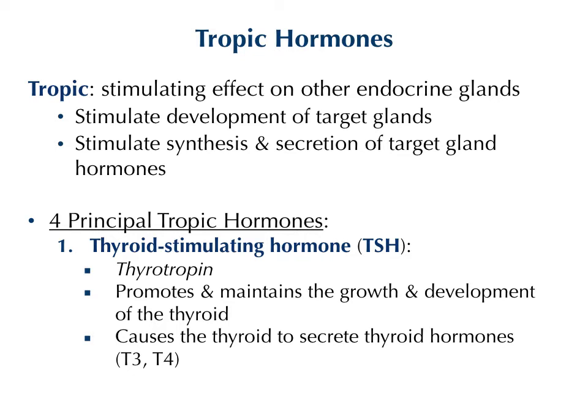TSH is a glycoprotein hormone produced by the thyrotrope cells in the anterior pituitary gland, which regulates the endocrine function of the thyroid gland. The hypothalamus in the base of the brain produces thyrotropin-releasing hormone, TRH, which will stimulate the anterior pituitary gland to produce TSH. Later on, we will examine this whole TRH, TSH, T3, T4 negative feedback loop. Very important to learn.